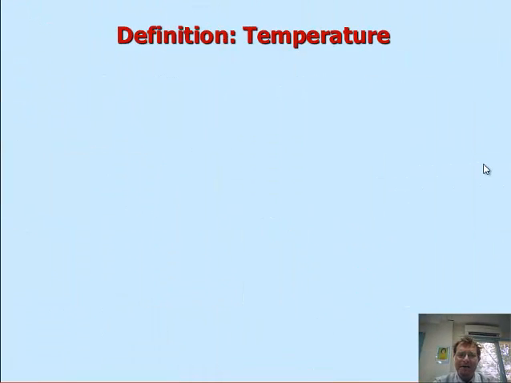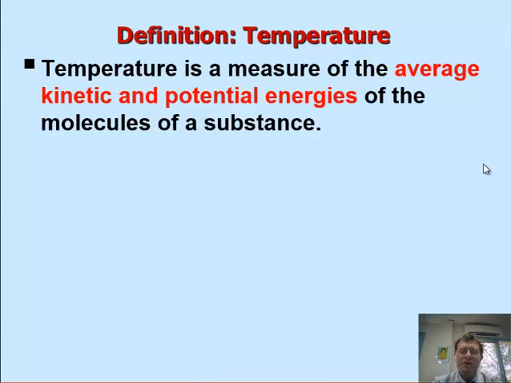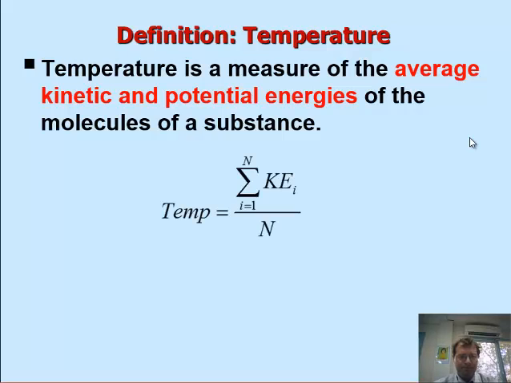Definition of temperature now. Okay, so temperature is a measure of the average kinetic and potential energies of the molecules of the substance. Notice how that's a definition which doesn't involve the ideas of a boiling point or a freezing point at the moment. Temperature itself is this measure of average kinetic and potential energies. So that would be the formal formula which would be shown.